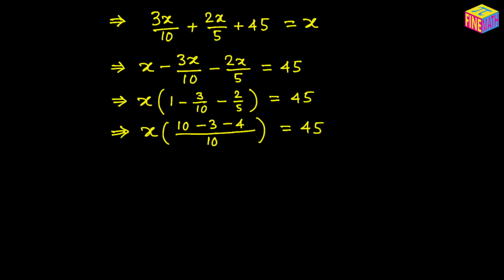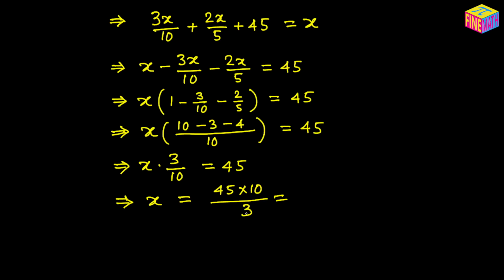And from here, what do we get? Well, this is 10 minus 3 minus 4, that is 10 minus 7, that is 3. So x times 3 over 10 is equal to 45. From here, x must be equal to 45 multiplied by 10 over 3. This 3 would go 15 times into 45, so that is 15 times 10, that is 150. And that is our answer, 150 pages in the book.